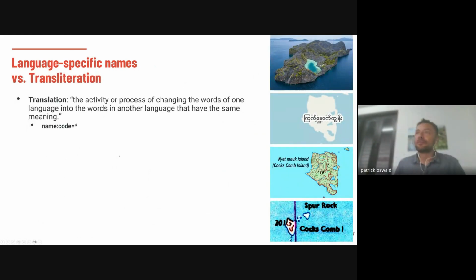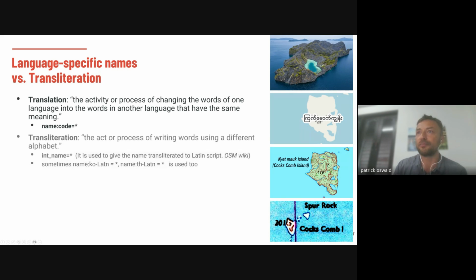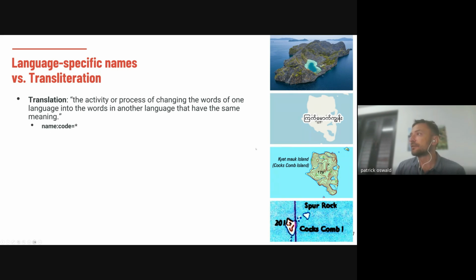Okay, maybe to go a bit further here. Translation is the activity or process of changing the words of one language into the words of another language to keep the same meaning. So what does it mean for our OpenStreetMap naming? We have the name code here. For example, we have the island Chep Mau, which in Burmese is called Chep Mau Jun.